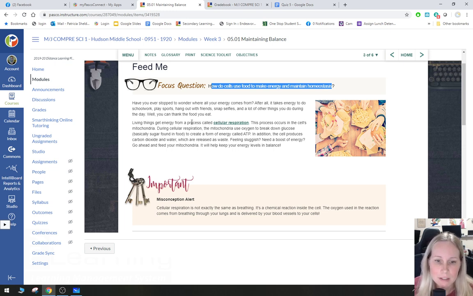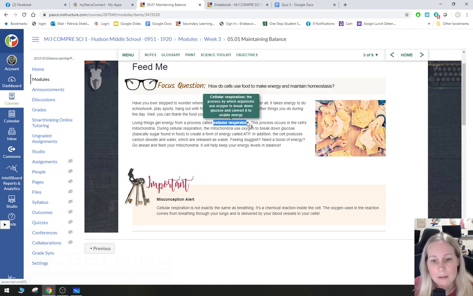Living things get energy from a process called cellular respiration. Big word, okay? Cellular respiration is the process by which organisms use oxygen to break down glucose and convert it to usable energy. So we'll get into that in a minute, but that's basically what our cells do.